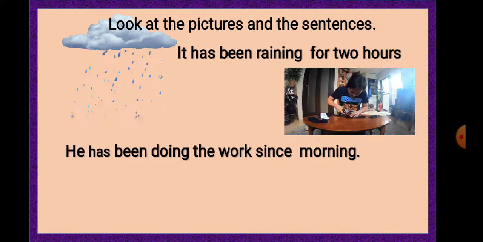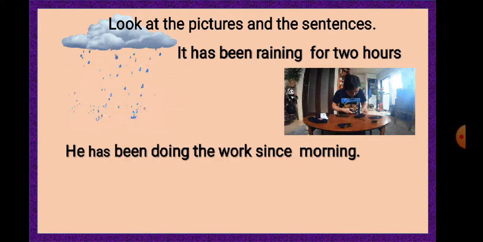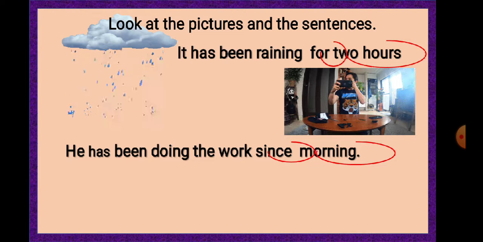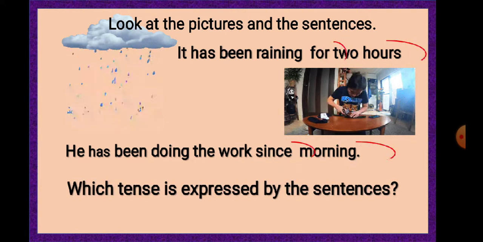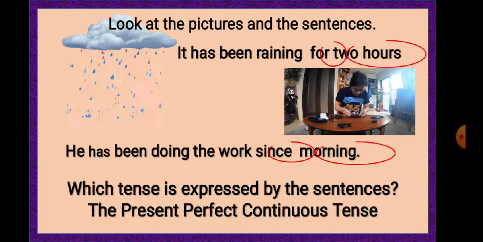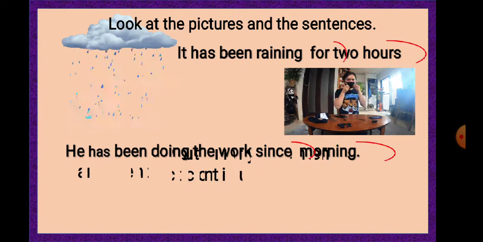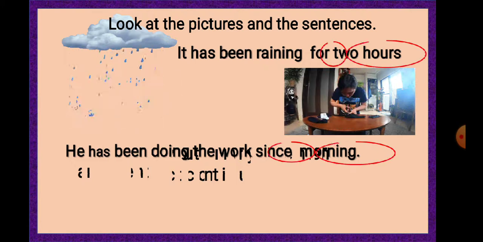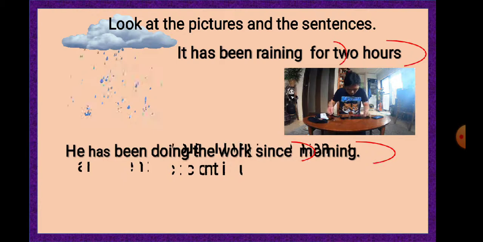Look at the pictures and the sentences. It has been raining for 2 hours. He has been doing the work since morning. Which tense is expressed by the sentences? The present perfect continuous tense. If there is for or since in sentences, then you have to write the sentences in present perfect continuous tense.